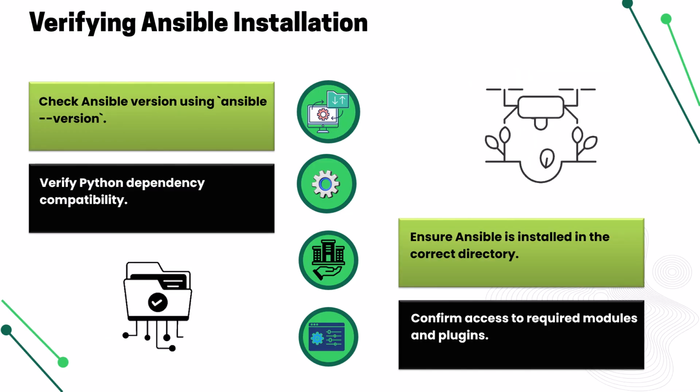Before diving into configurations, let's make sure Ansible is actually installed. We'll start with a quick version check, yes, a sanity check. Then a glance at Python dependencies because Ansible leans on them. We'll confirm it's installed where it should be. And finally, check if all necessary modules are accessible. Skipping this step might lead to head scratching later, so better safe than sorry.